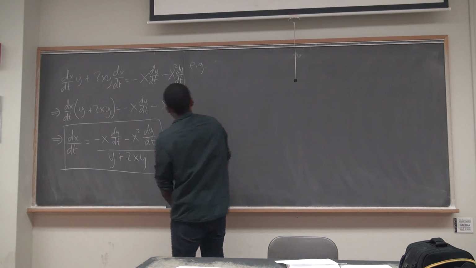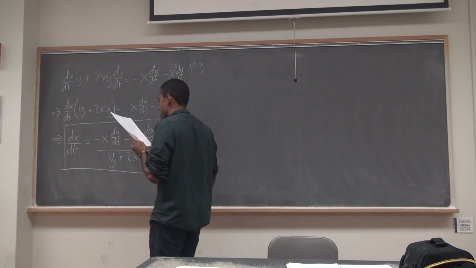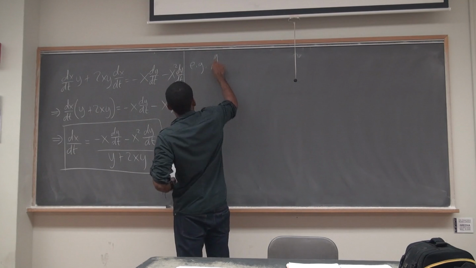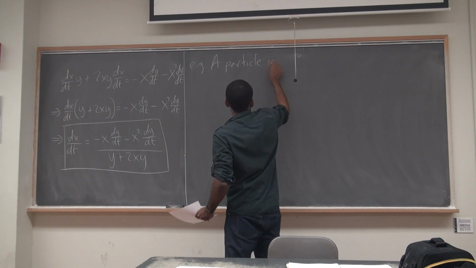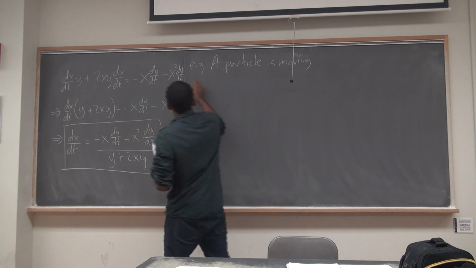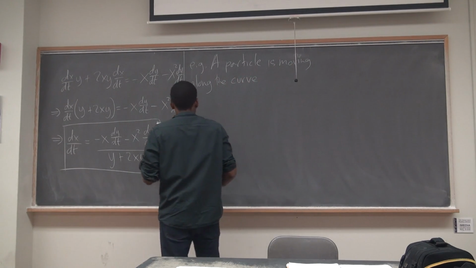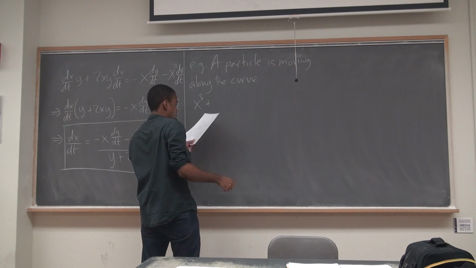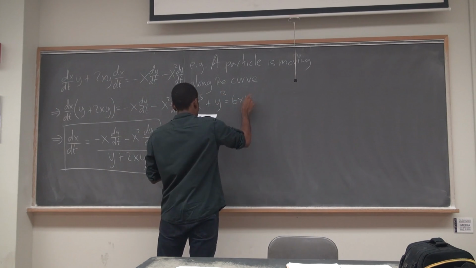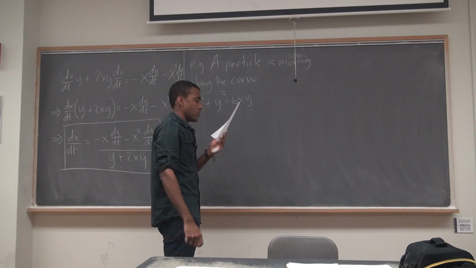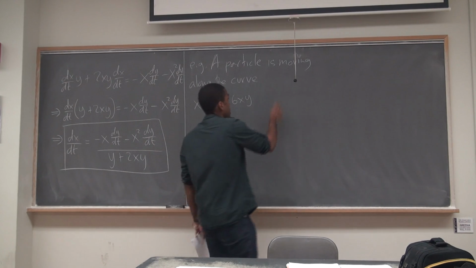So let's do another example here. And we'll do more real world applications later. Let's keep things kind of mathy for now. Physicsy: a particle is moving along the curve x cubed plus y cubed equals 6xy. That's called the folium of Descartes, actually. That curve has a name. There's actually a picture.